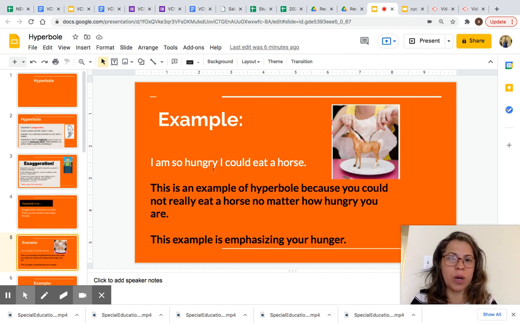I am so hungry I could eat a horse. Look at this image here. Can you really eat a horse? No, you can't. This is an example of hyperbole because you could not really eat a horse no matter how hungry you are. This example is emphasizing your hunger. It just means that you are so hungry.